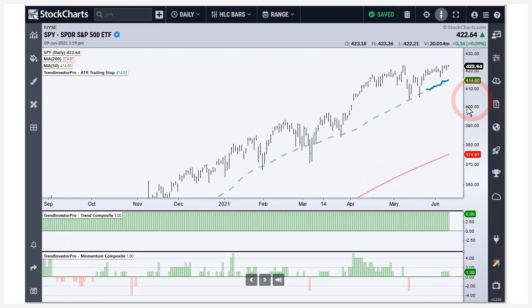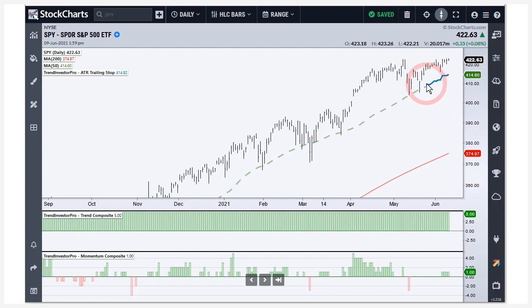Let me just open that up. There we go. So there we've got this ATR trailing stop. If we close above this high, we're going to tick up again. And it is right in that 414.5 area. So if you close below 414, then this little breakout has failed, and we'd wait for the next setup in SPY. But the bottom line is we're in an uptrend in SPY.